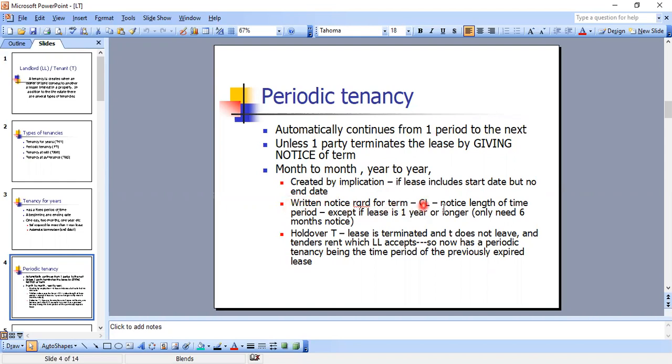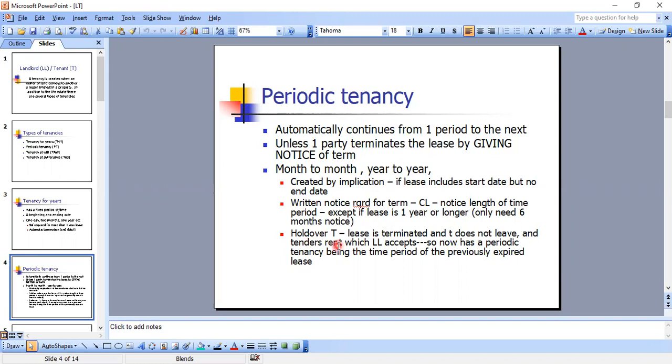And usually for common law, the notice is the length of the time period. For example, let's just say it's 6 months, because there's an exception here. If it's 6 months long, then they're going to require a 6-month notice to the tenant or a 6-month notice to the landlord if you're trying to terminate a periodic tenancy. So the termination notice is as long as the length of the period, okay? Except if the lease is 1 year or longer, all you need is 6 months notice. So you got to keep those dates in mind because a lot of MBEs are on those.